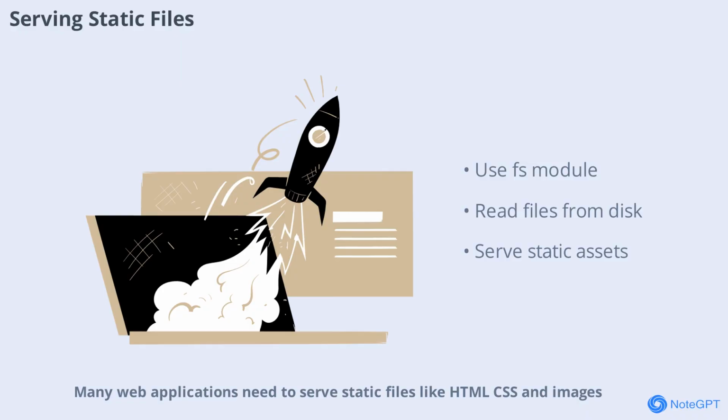Many web applications need to serve static files like HTML, CSS, and images. In Node.js, you can use the fs module to read files from disk and send them as responses. This allows you to build simple websites or serve assets for your web apps. For larger projects, consider using frameworks or middleware to handle static files more efficiently.